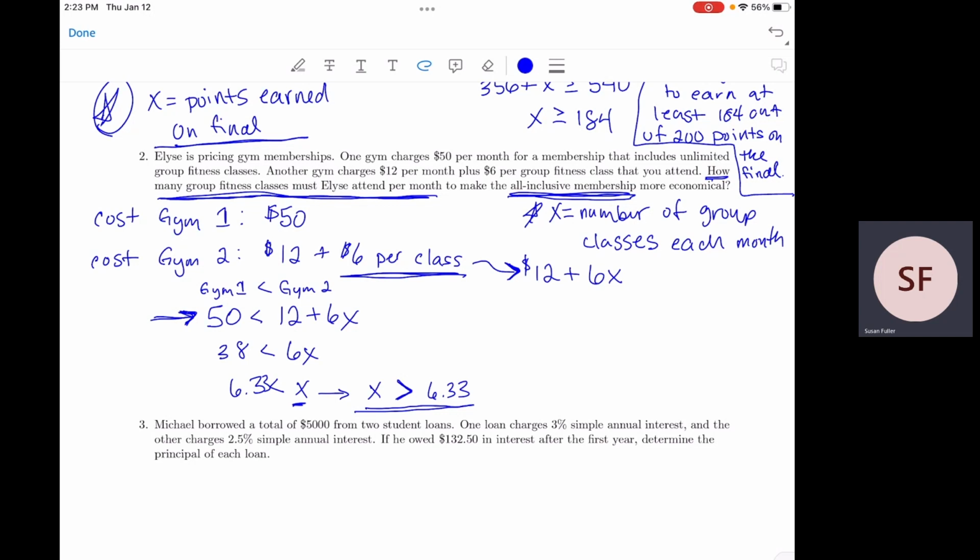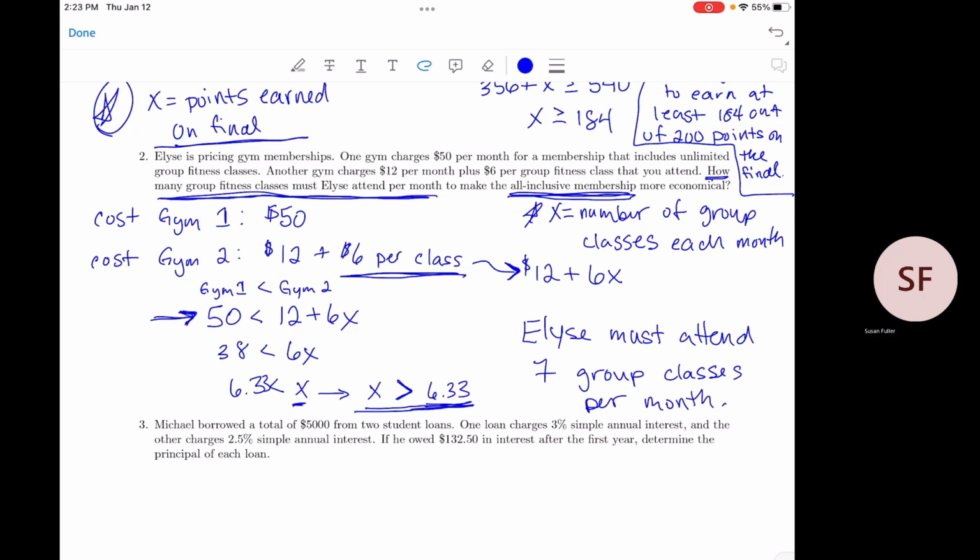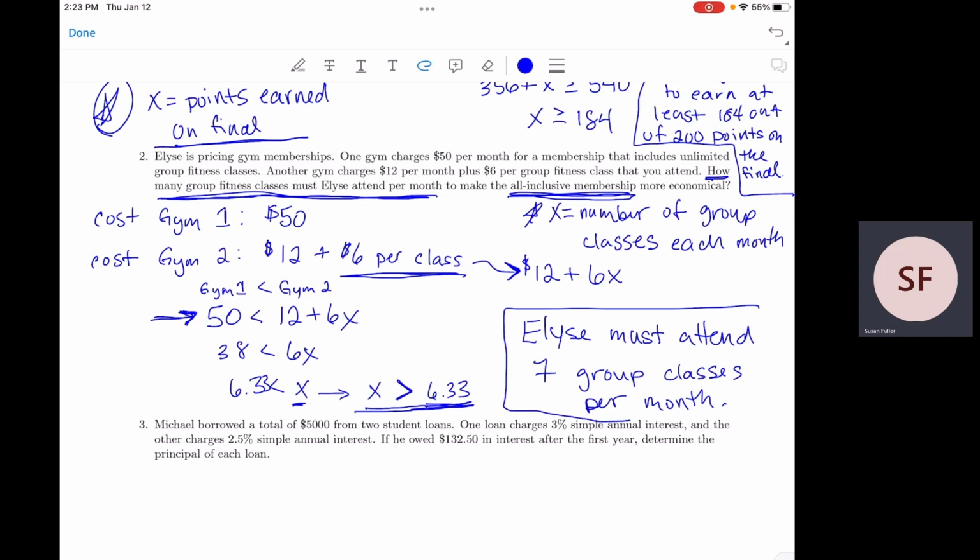And since x is the number of classes that she has to attend, it should make sense. We can't attend a part of a class. Either you pay for the whole thing and you go, or you don't. So in order to make gym 1 cheaper, she would have to go to her 7th class, because the next number bigger than 6.33 is 7. So Elise must attend 7 group classes per month to get her money's worth in that all-inclusive. And we answered the question that was asked.